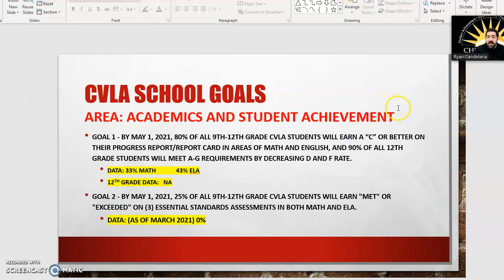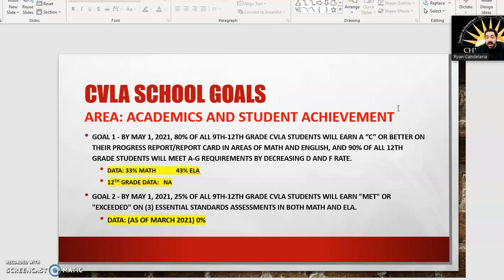The next part on our agenda, I'd like to present to you the different school goals that we have been working on for the past year and a quick data snapshot. All of the data that I'm going to present to you is from April 20th, so about 1 week old. Our first goal comes in the area of academics and student achievement. By May 1st, 2021, 80% of all 9th through 12th grade students will have a C or better on their report card or progress report in the areas of math and English, and 90% of our seniors will meet A through G requirements by decreasing the DNF rate.